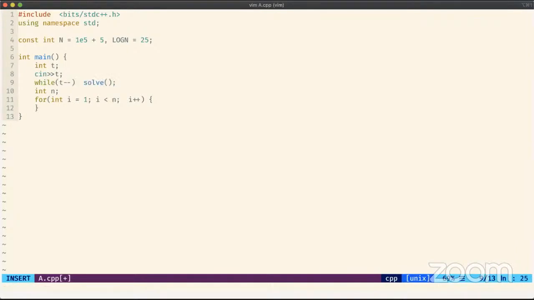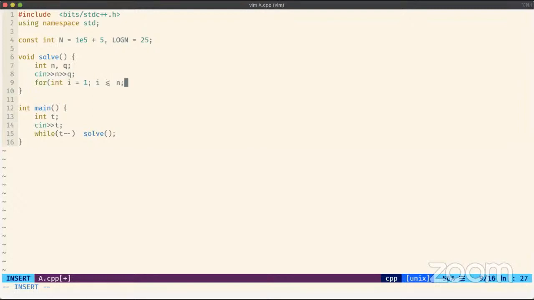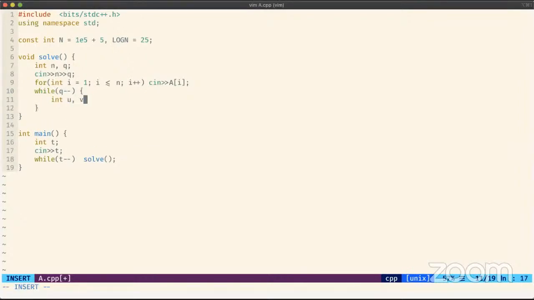We call the solve function. I'm assuming everyone can see the screen. The Enoch question is pretty simple. You're given a tree. Each node has a value which is a of i, and then you're given a bunch of queries. In each query, you're given 2 nodes, and you have to find the LCA of those 2 nodes. Sorry, the cost aggregate of those 2 nodes.